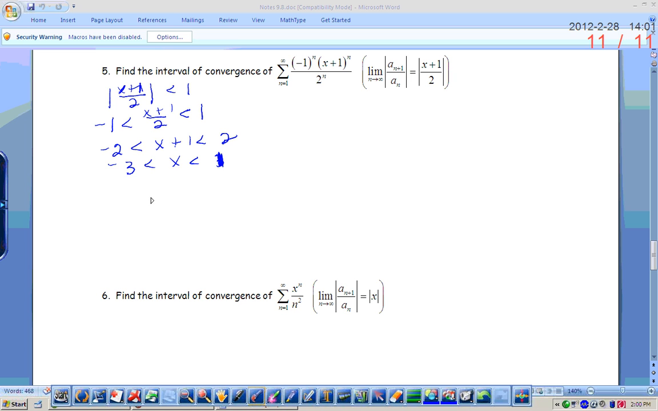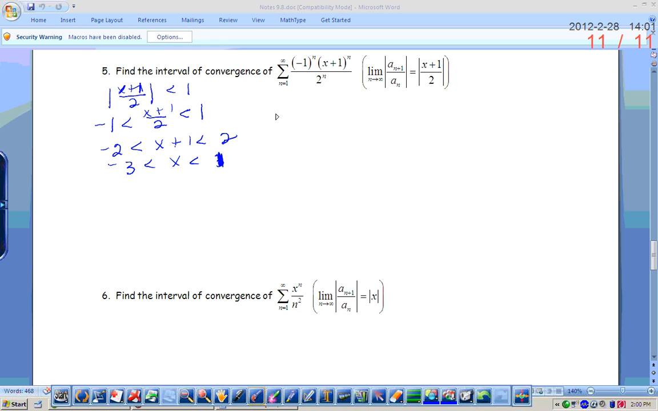Okay, let's check to make sure we've done this right. What's the center of the power series? Negative 1, because of the x plus 1 to the n. So the center of the power series is negative 1. Is negative 1 smack dab in the middle of negative 3 and 1? Yes. What's the radius of convergence?